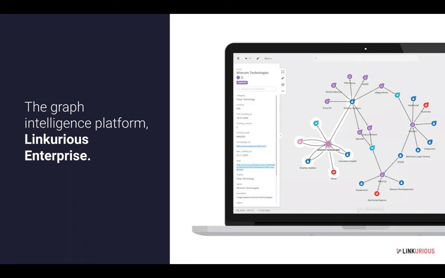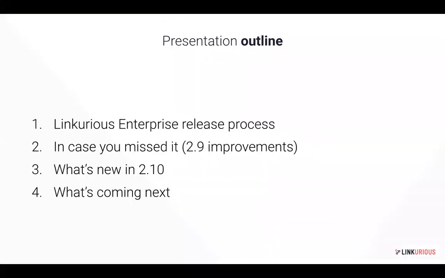Thank you, Marilyn. So, yes, we're going to be covering what's happened since our last webinar introducing 2.9. And so the outline of this presentation is the following. I'm going to first talk a bit about the Linkurious Enterprise release process, which has changed over the last few weeks and months. We'll also cover then what you may have missed, so 2.9 improvements that have been brought since the last webinar, and we'll cover what's new in 2.10. And finally, I'll be talking a bit about what's coming next.